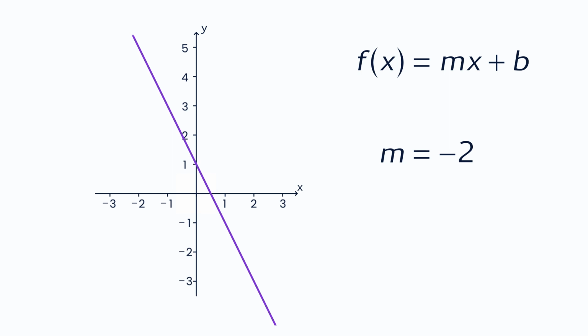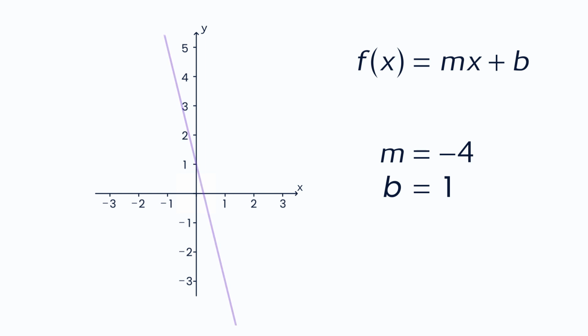M being equal to minus 2 tells you that the function will decrease by 2 for each increase of 1 for x. Now let's look at a linear function where m equals minus 4, while still keeping b fixed at 1. The graph will look like this. Because m equals minus 4, you know that the function decreases by 4 when x increases by 1. The more negative the value of m is, the steeper the slope of the graph.